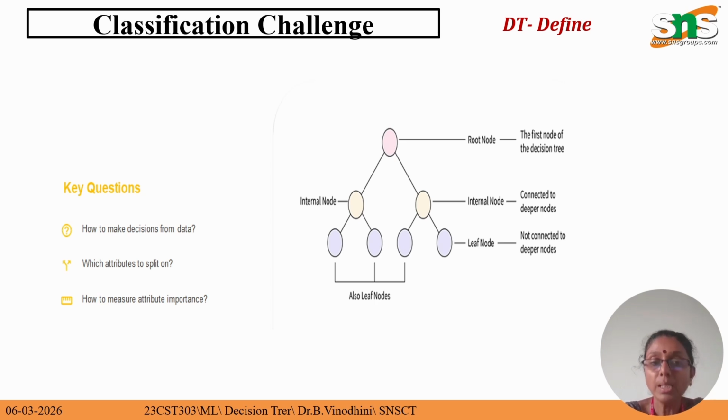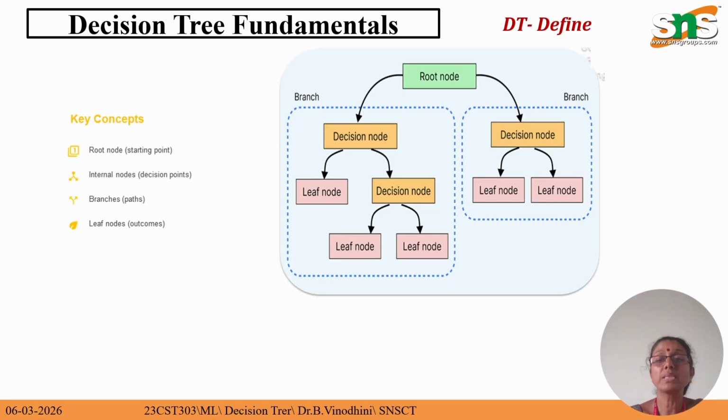So we have to make decisions from the data and find which attribute is the most important attribute. Based upon that, we have to build the tree, and using this tree-like structure we predict the output. For example, on the right side you have the tree. In the tree, we have the root node, the internal nodes and the leaf nodes. The root node is the first node of the decision tree, and the internal node is connected to the deeper nodes. This is the way the tree is built.